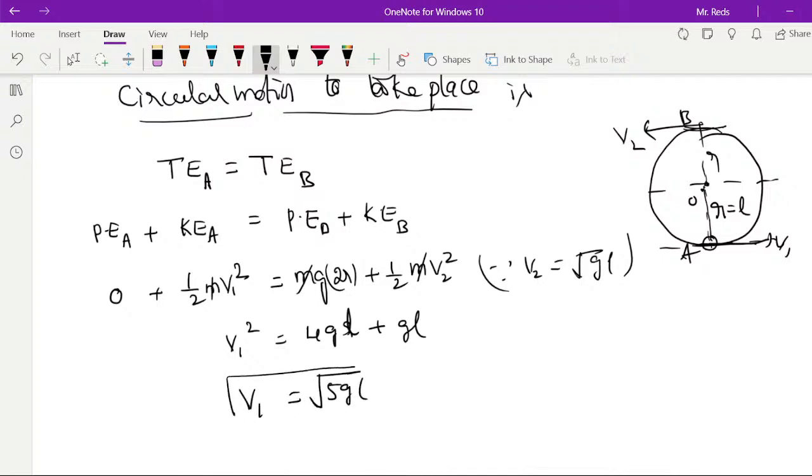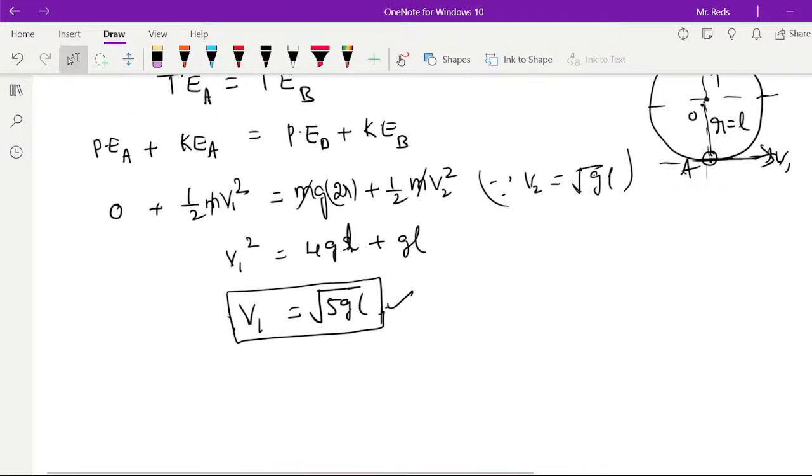This is the minimum velocity that has to be given to a particle or a body to complete vertical circular motion. The minimum velocity given at the bottommost point to complete vertical circular motion is this. The minimum velocity to be possessed at the topmost point to complete vertical circular motion should be root gl. But the minimum velocity given at the bottommost point should be root 5gl. These conditions you have to remember.